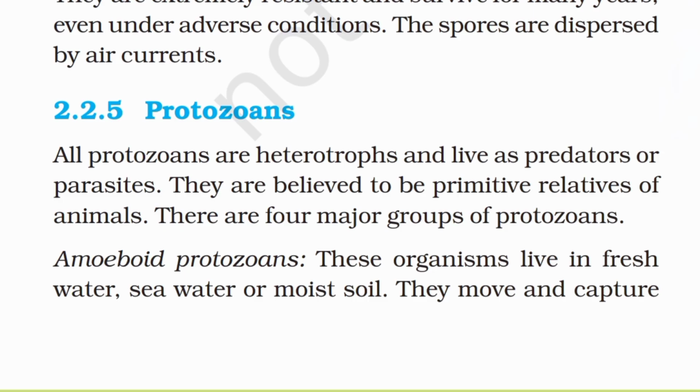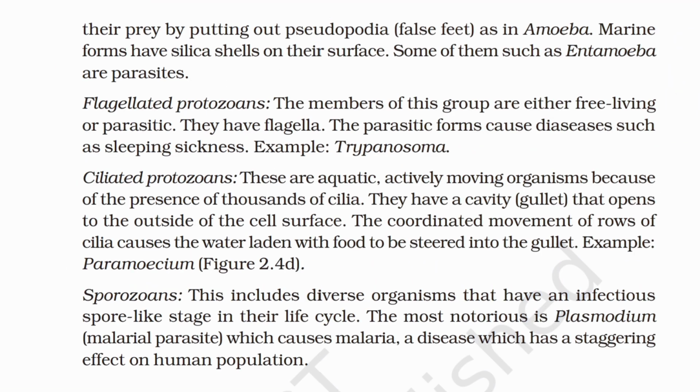Amoeboid protozoans. These organisms live in freshwater, seawater, or moist soil. They move and capture their prey by putting out pseudopodia, false feet, as in Amoeba. Marine forms have silica shells on their surface. Some of them, such as Entamoeba, are parasites.